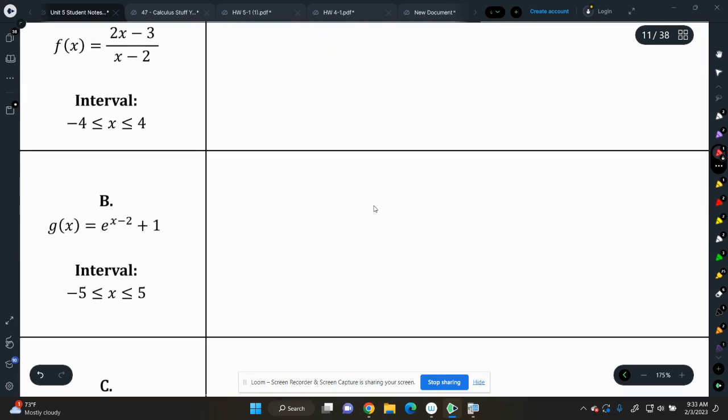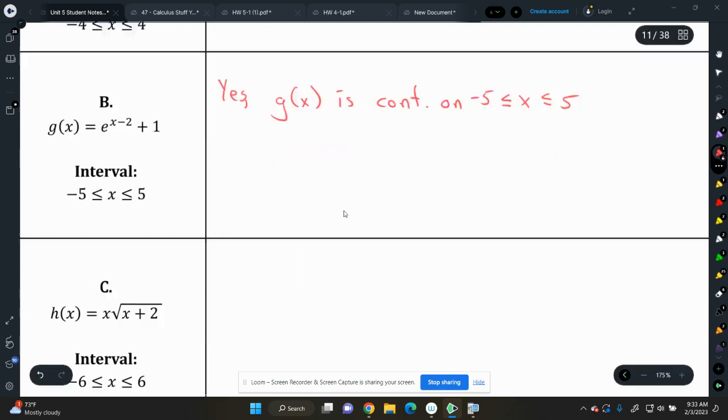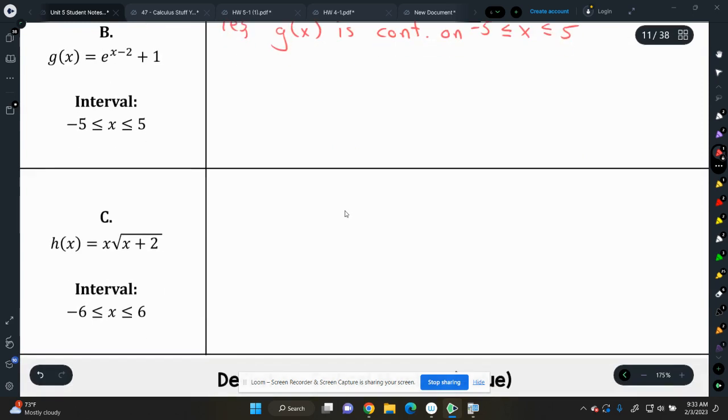Okay, how about this one? Yes. Is it continuous everywhere? Yes. Okay, so continuity is the only thing we're really worrying about here. Okay. How about C? The only way to justify this is their continuity.